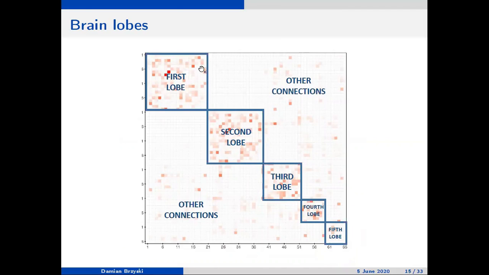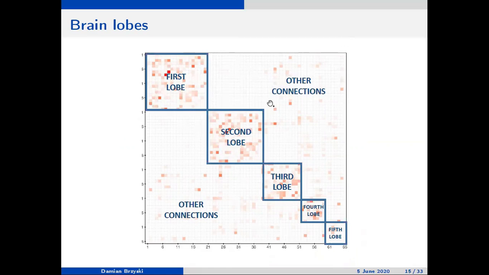And how can you do that? We would like to divide this adjacency matrix into some sub matrices. Here is exactly the division which corresponds to the previous plot. So it corresponds to those 5 lobes in the brain. So you have some blocks in your matrix.